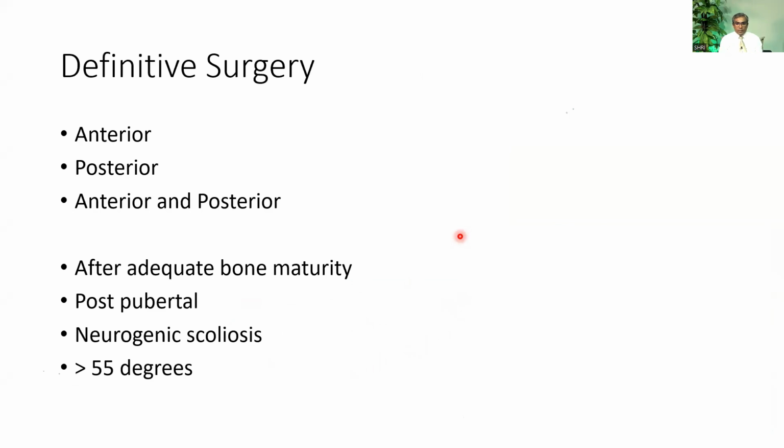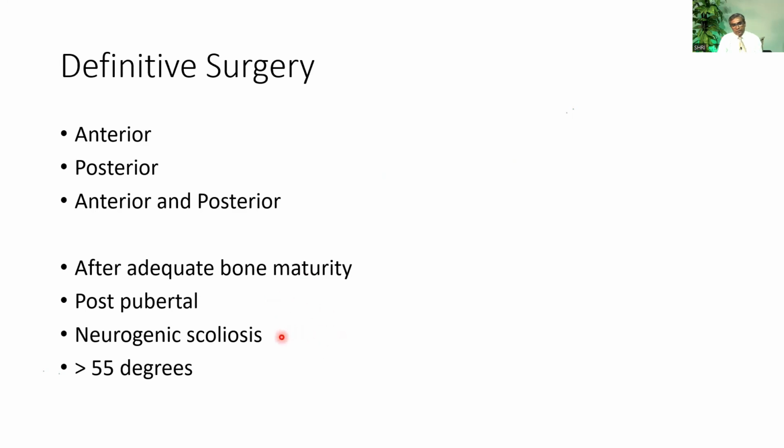Then we move on to definitive surgery. For definitive surgery, there are a few approaches. You can go from anterior, in the sense you do a thoracotomy and approach the spine from the anterior aspect, or you can do all posterior, and sometimes you have to combine the anterior as well as posterior approaches, right? But definitive surgery can be done only after adequate bone maturity, because it's going to stop the spine from growing anymore. So usually we do it for children after puberty.